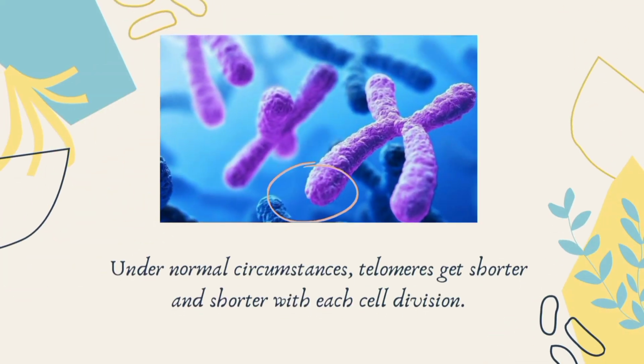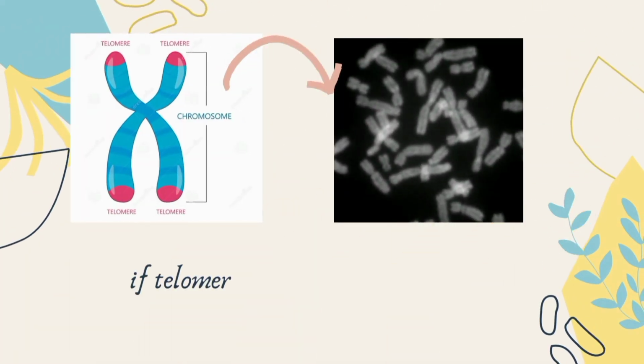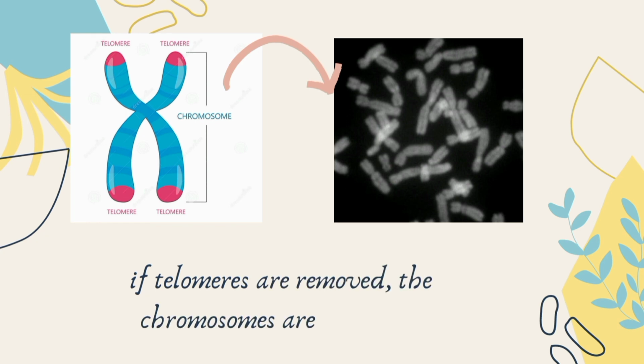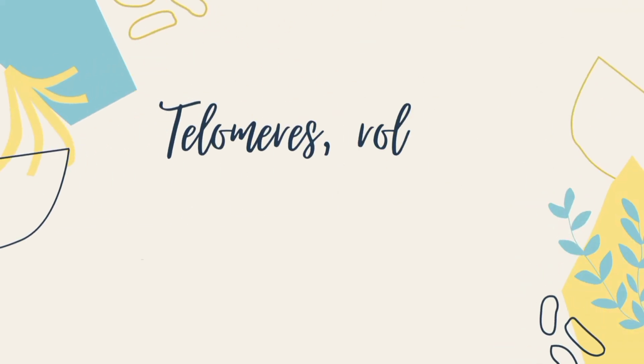Under normal circumstances, telomeres become shorter and shorter with each cell division. When the telomeres have shortened to a certain critical length, the cells stop dividing. If the telomeres are removed, the chromosome disintegrates. It is thought that the aging process may be linked to telomere damage. Telomerase.